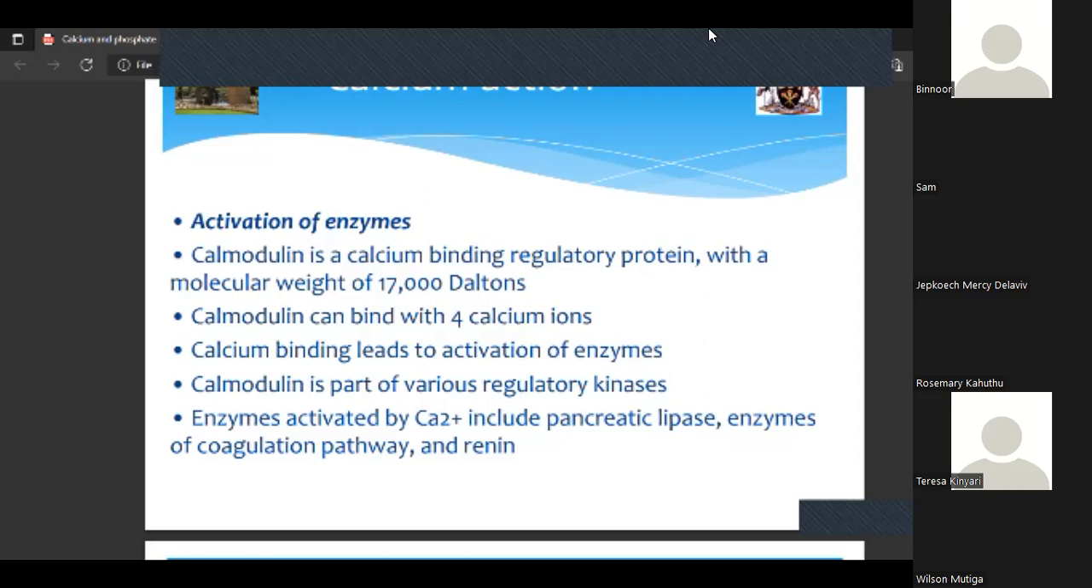Calmodulin has a molecular weight of 17,000 kilodaltons, and it binds to up to 4 molecules of calcium. So once it binds, then it leads to activation of the enzymes, and therefore calmodulin becomes an important regulator kinase. So usually when enzymes are activated by calcium, then they become more effective in the biochemical process. Examples here are pancreatic lipase, enzymes in the coagulation cascade, and also renin.